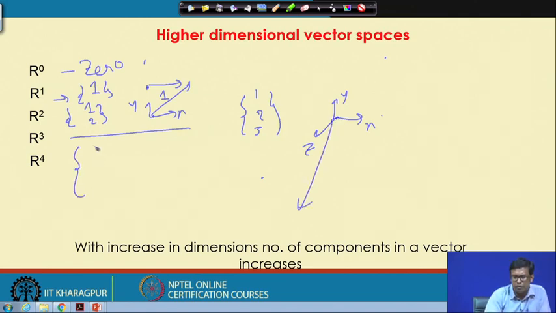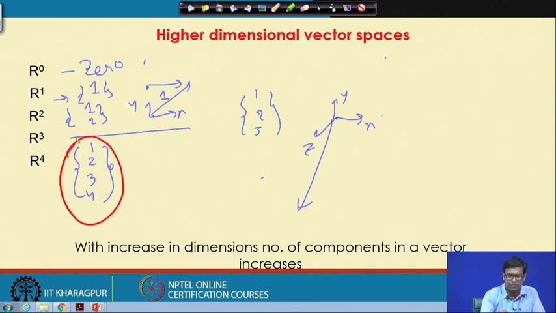Similarly, in R4 we have to write one more component extra. As we are increasing the dimension of the vector space, the column vector. If we see from a matrix point of view, what we are writing as a vector is nothing but a column vector. We are writing it along a column with only one column, and the number of rows is basically the number of components, which relates with the dimension of the coordinate space. So, with increase in the dimension, the number of components in a vector will increase.